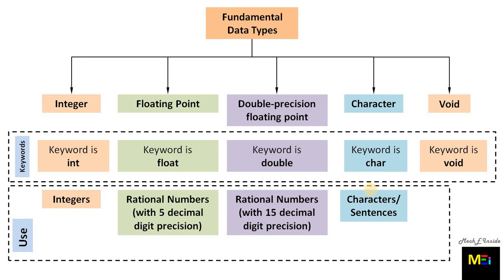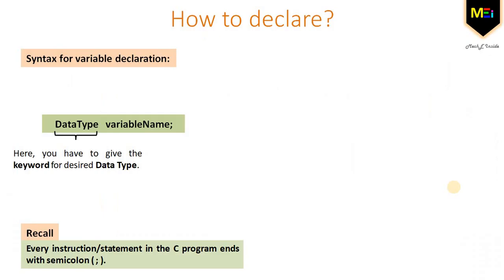Then the last is void. The keyword for this data type is void in lowercase. We will discuss later what sort of use this data type has in the C language. So now we can complete the syntax of variable declaration. Again, recalling the syntax: data type, space, variable name. Here, in place of data type, you have to give the keyword for the desired data type that we have discussed in the previous slide.